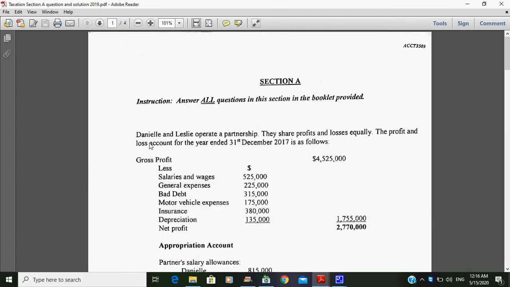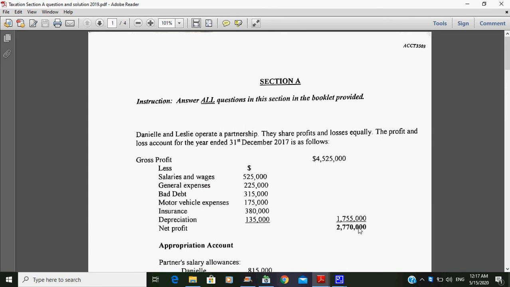Example says Daniel and Leslie operate a partnership. They share profits and losses equally. The profit and loss account for the year ended December 31st, 2017 is as follows. Alright, now you have the gross profit of 4,525,000. Then you less salaries and wages, general expenses, bad debt, motor vehicle expenses, insurance, depreciation. You add up all these, subtract them from this, and you get the net profit.